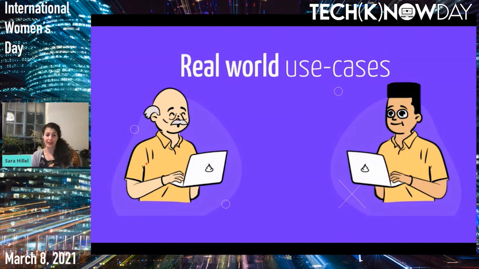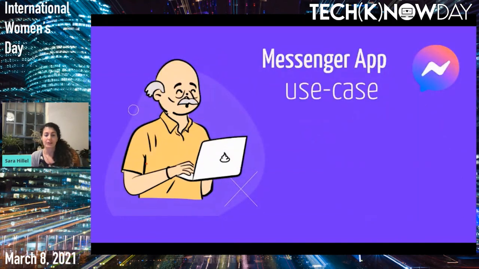So the first use case is about a common application from a big company we all know, the Messenger app by Facebook. And the second is a startup where I work, Walnut. And we will learn some lessons from both. Let's start with the Messenger app by Facebook.